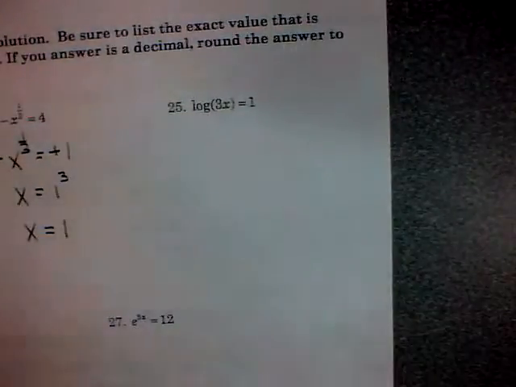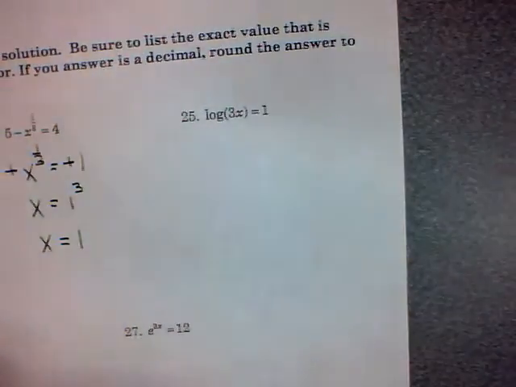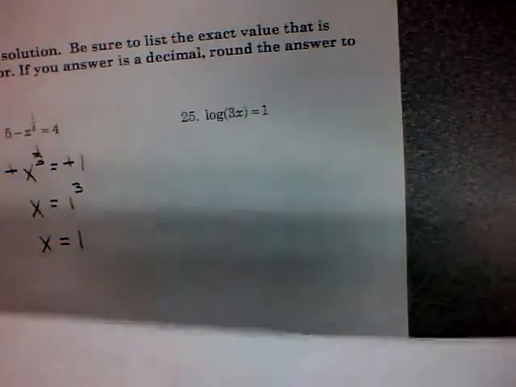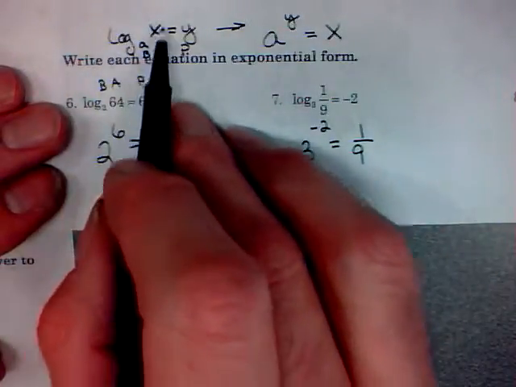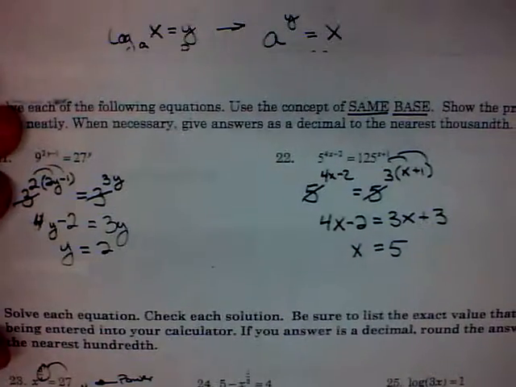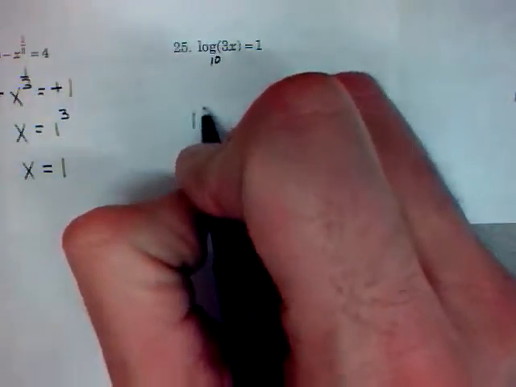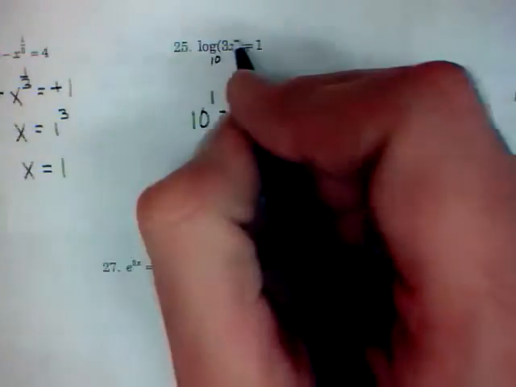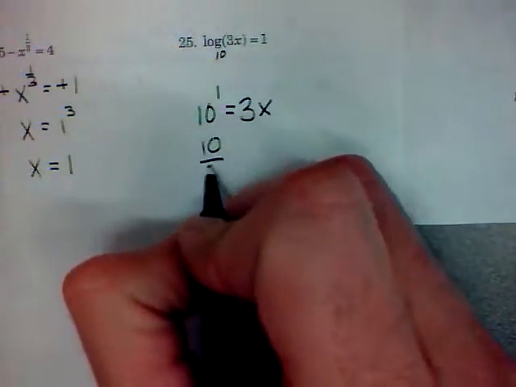And the next one, here we have a single log. So this is what we were doing on the front side here with the BAP. If you have a log with a base and answer power, we can actually switch forms. We can switch that into base to the power equals an answer. So if we do that here, our base is assumed to be 10 on a log. So we're going to switch forms. This is 10 to the power of 1 equals your answer, which is 3x. 10 to the first is obviously just 10. So we're going to take 10 divided by 3.